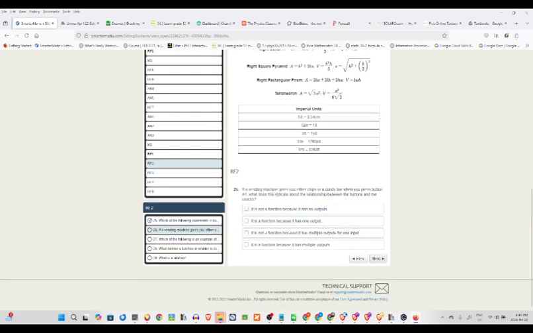So if a vending machine gives you either chips or a candy bar when you press button A1, what does that indicate? Well, it is not a function, right? Because 1 input gives 2 outputs. You push A1, you might get chips, you might get candy. So it cannot be a function because it has multiple outputs for 1 input.